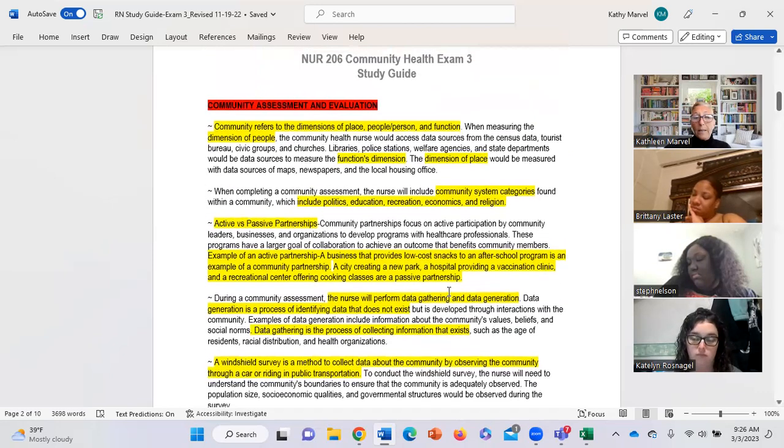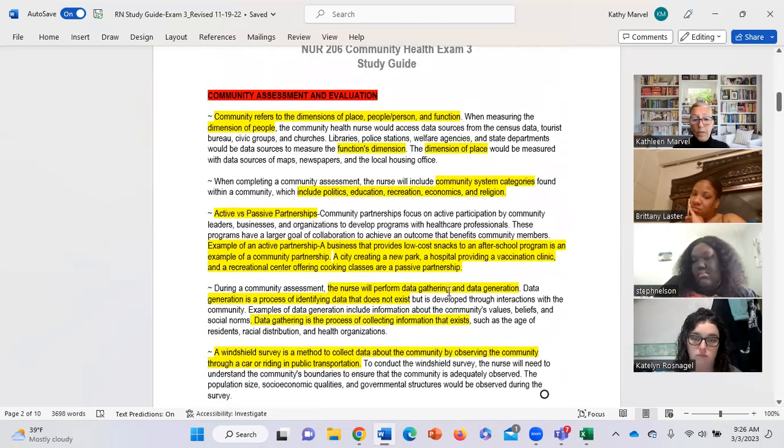So these are the main points that you need to understand, not memorize, but just understand, of how we perform our community assessment. These are your most important points.